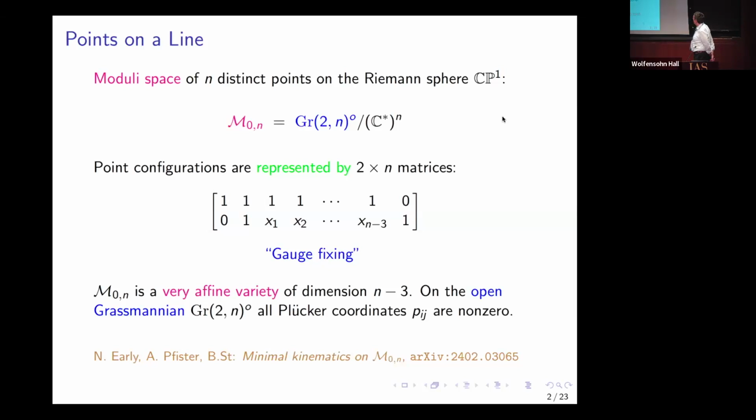freedom. Now, officially, this is constructed by taking the open Grassmannian. So this is the space of 2-dimensional vector subspaces in an n-dimensional vector space. And open means that I require the Plücker coordinates Pij, so Pij is the 2 by 2 subdeterminant here, to be non-zero. And this ensures that the points are actually distinct.